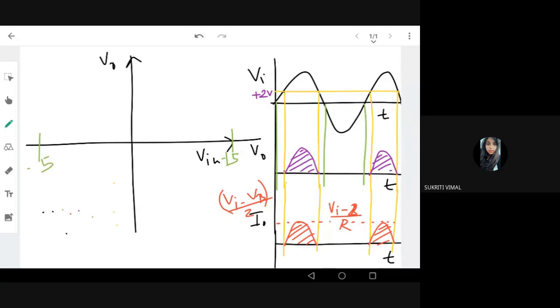Now we can say the output is only shown when the input voltage is more than plus 2 volt. Right? In all other places, the output is 0. So my graph will be like this. Till 2 volt, my graph will be 0. Right?